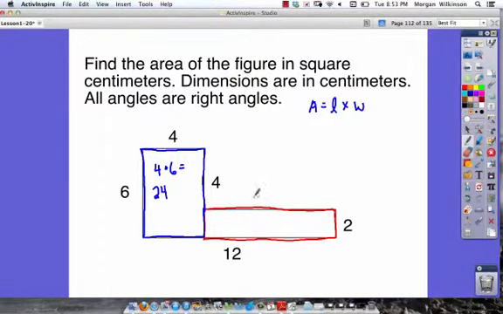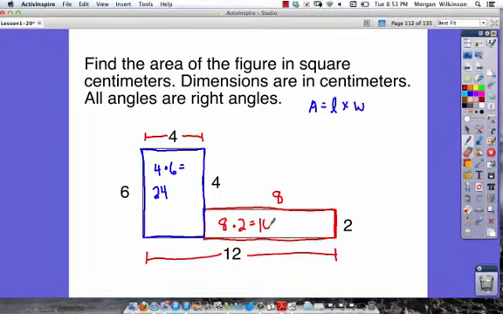Okay, let's go ahead and look at the red part. For the red part, we can see the width is 2, and then we can figure out what the length is, but careful, because 12 is all the way across. So, if we want to figure out just the red piece, we know 4 is this portion. So the red length is going to have to be 12 minus 4, which is 8. It's a little bit tricky, this problem. So we have 8 as our length, 2 as our width. We're going to get 8 times 2, which is equal to 16.